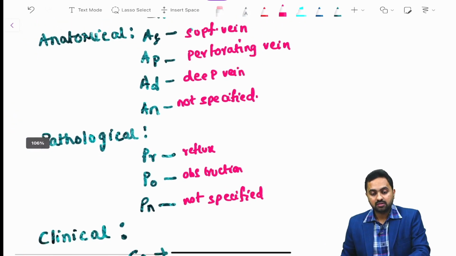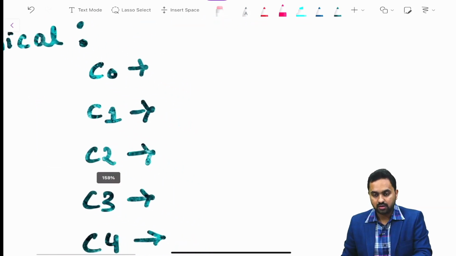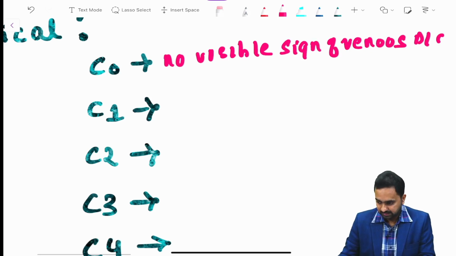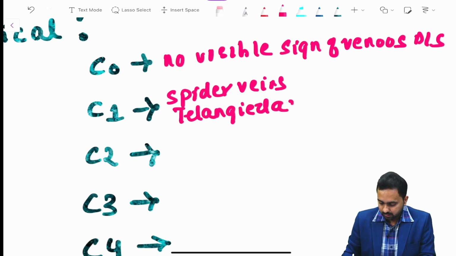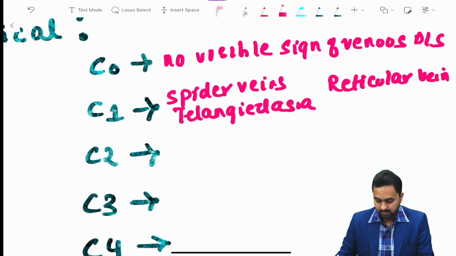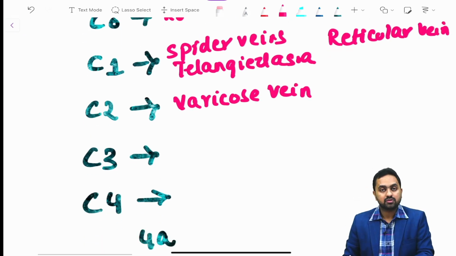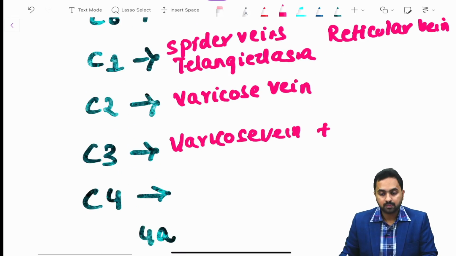And the pathological classification includes your R for reflux, O for obstruction, and N is your not specified, right. So this is your EAP, and now coming down to the C classification, your C0 is when there is no visible sign of venous disease. Now C1 would include your spider vein or your telangiectasia, and they may also include your reticular vein. So C2 is your varicose vein. Now C3 is your varicose vein plus edema.